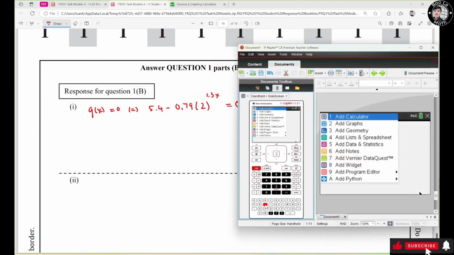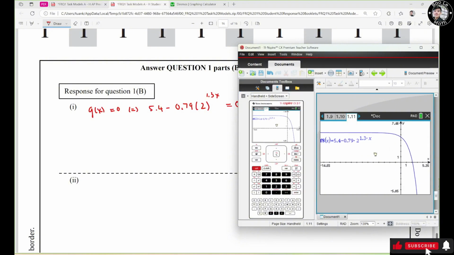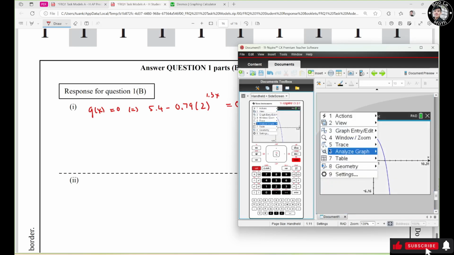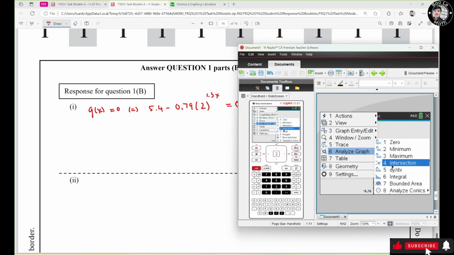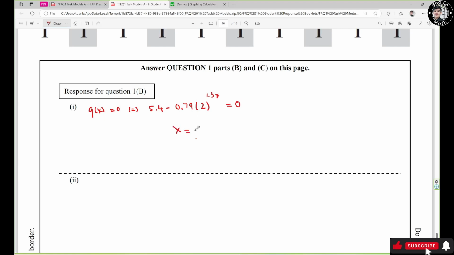Hit Control I, add graphs right here. So it could be 5.4, and you hit Enter. It's going to be right here. Now what you need to do is find the zeros of this function. So you need to hit Menu, Analyze Graph, hit Zero right here. You need to move your cursor to the left of zero, hit enter, move to the right, hit enter. The answer is 2.133. So s equals 2.133.